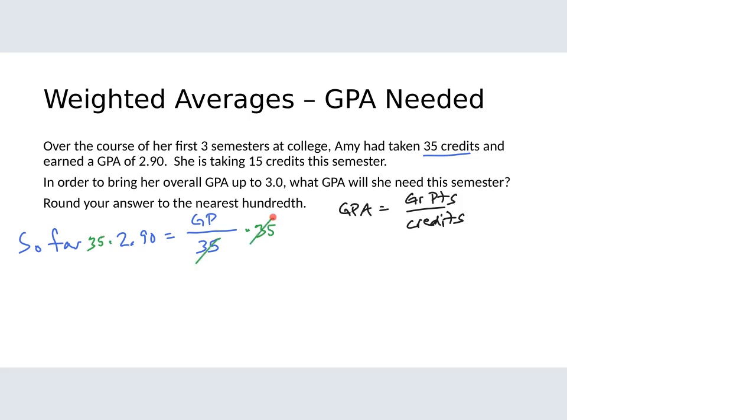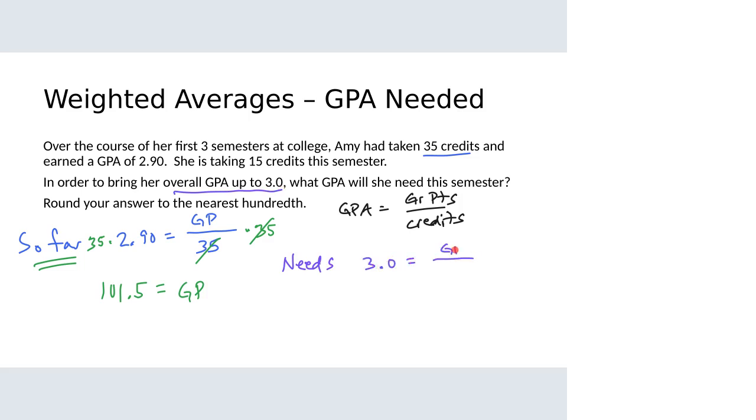Those will cancel, and what we find out is 35 times 2.9, 101.5 is the number of grade points she's earned so far. She has one more semester to go. What she needs is she would like to finish with an overall GPA of 3.0. So she wants a 3.0 over here.